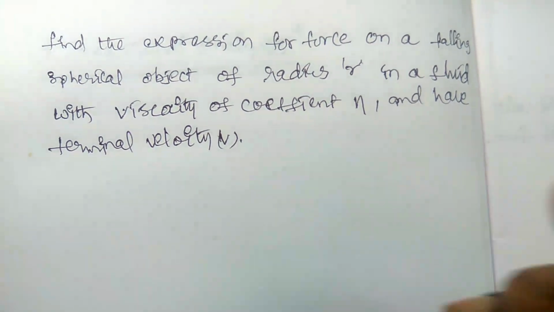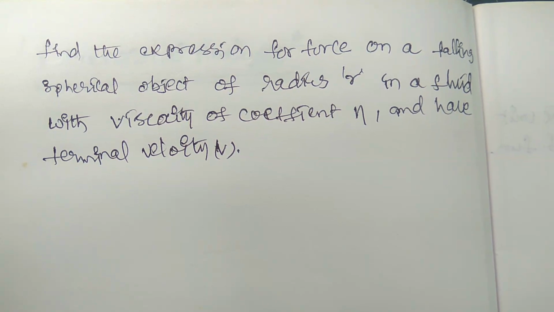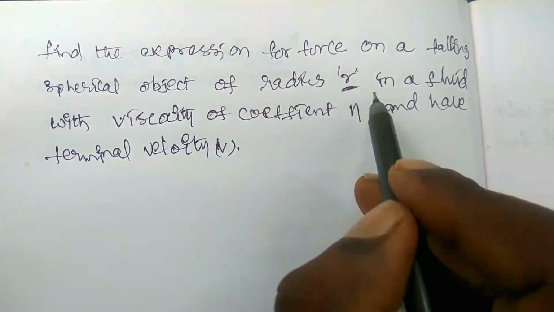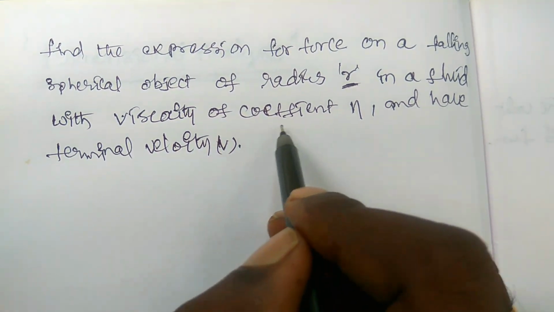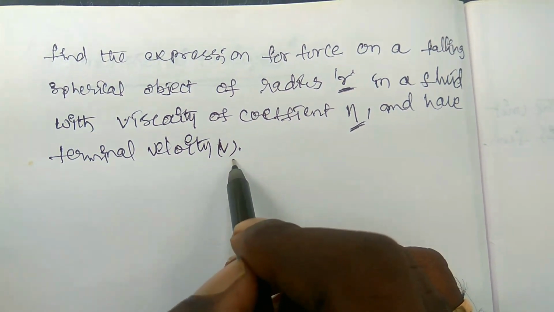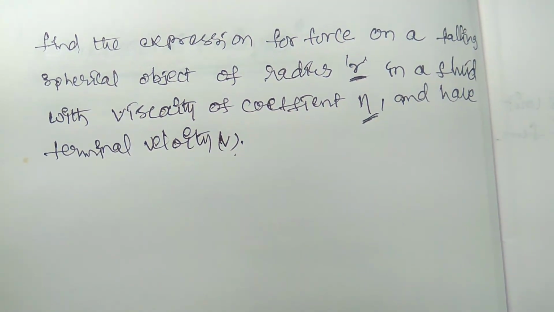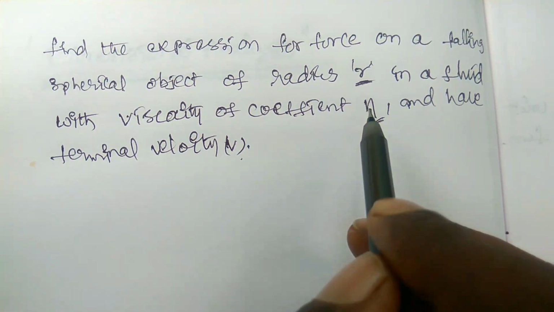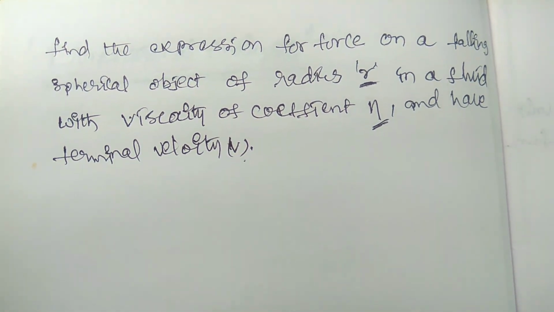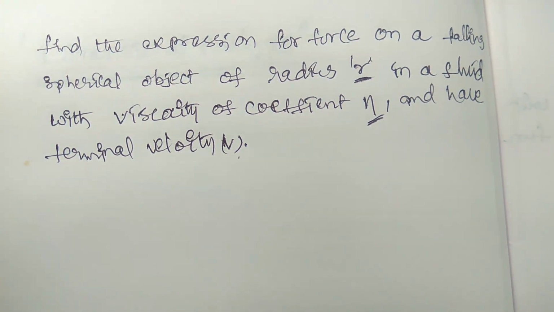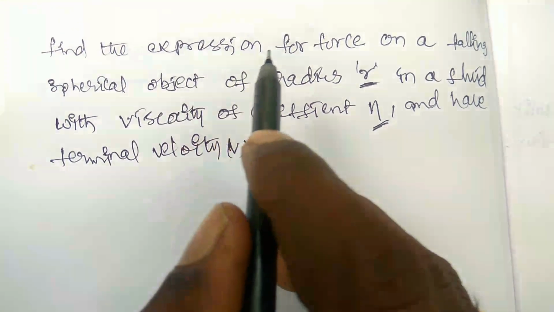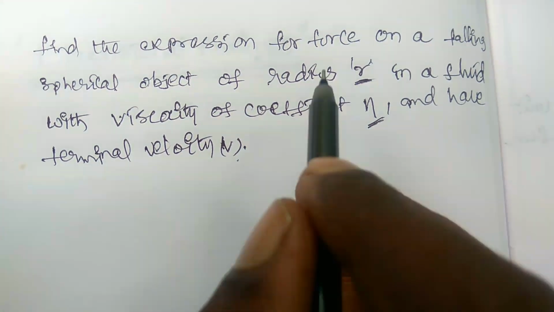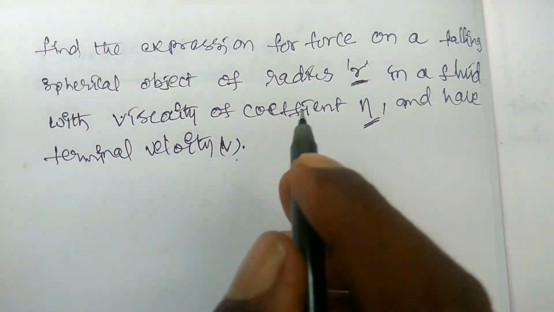Here you need to see, find the expression for force on a falling spherical object of radius r. The force can depend on the radius, the fluid's viscosity coefficient eta, and also the terminal velocity. This is the understanding of the question. They did not mention it, but it can depend on the radius, the coefficient of viscosity, and the velocity. You can assume that the expression for the force on a falling spherical object depends on the data given to us, which are the depending factors of that physical quantity.